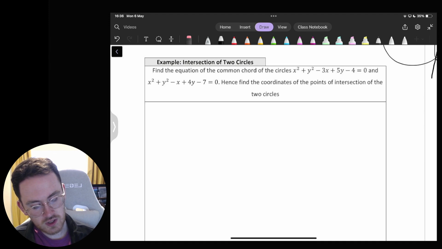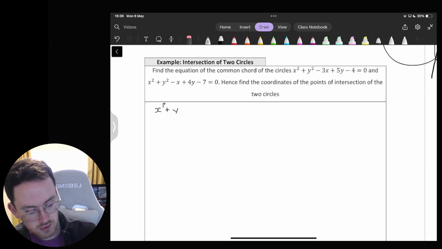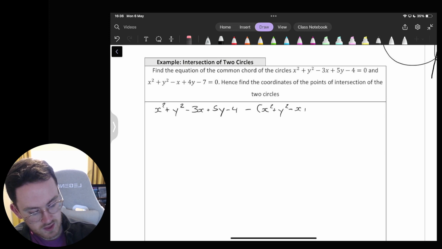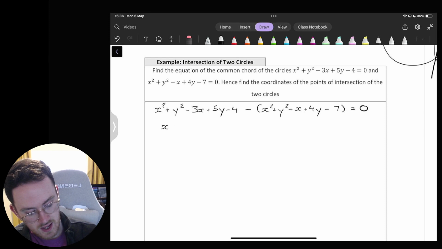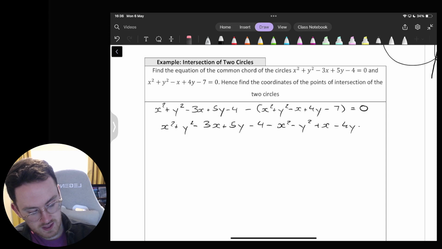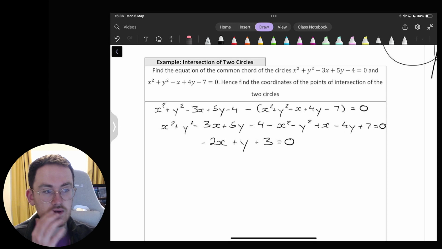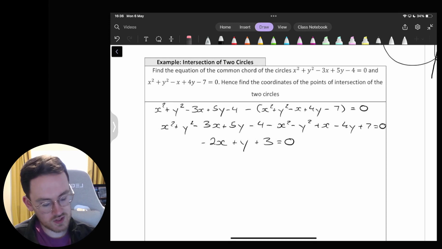So finding the equation of the common chord, I need to take both of my circles here. Taking the first one, x squared plus y squared minus 3x plus 5y minus 4. I'm going to subtract the other equation of the circle, being very careful with my signs. So I'm going to start by writing it out with minus and then my brackets. And we should nearly see straight away, because of how we always write these equations of circles, that the x squared and the y squared parts eliminate each other immediately. And that's how we end up having an equation of a line: 2x plus y plus 3 equals 0. And this is my common chord.